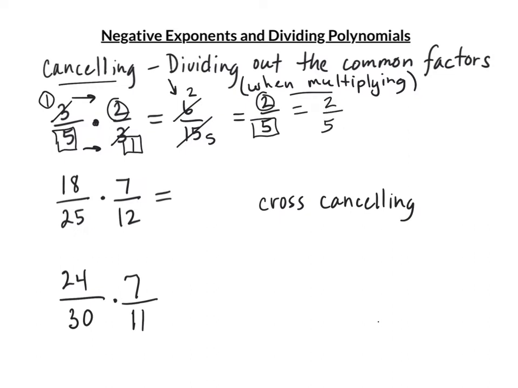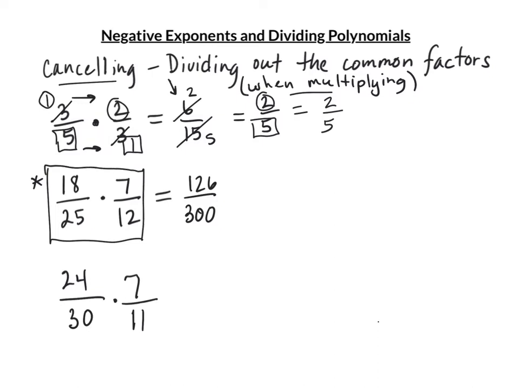This canceling thing becomes very important because, like in the second example right here, if I took 18 times 7, it's 126. And if I took 25 times 12, it's 300. Reducing this fraction is not easy. It's not easy to see what factor 126 and 300 have in common. It's much easier right here. Again, we're looking for a common factor in the numerator and denominator. And yes, they're often diagonal.